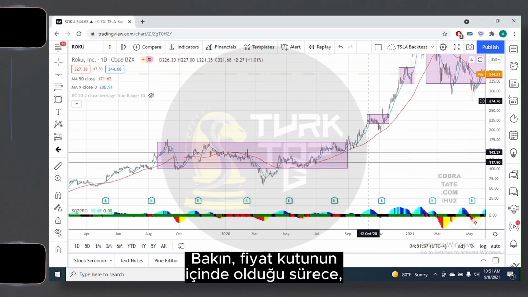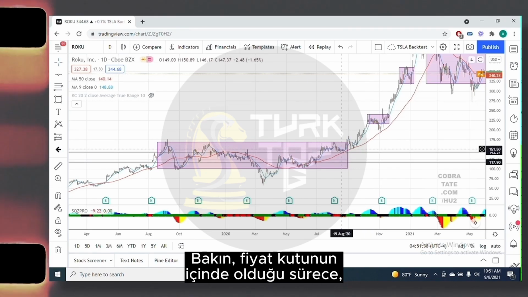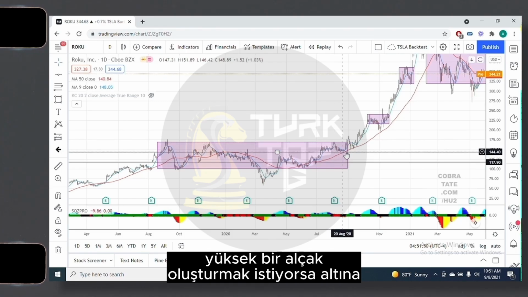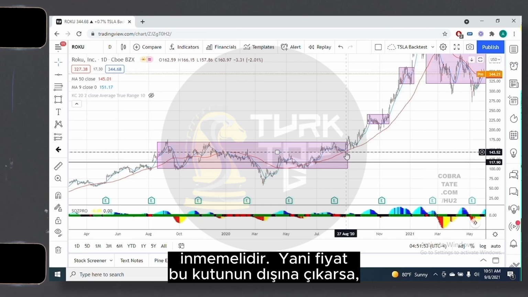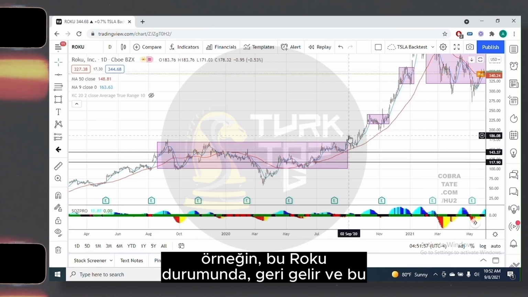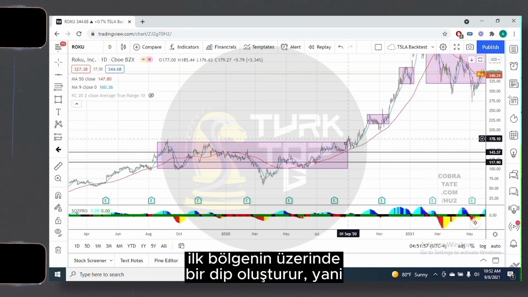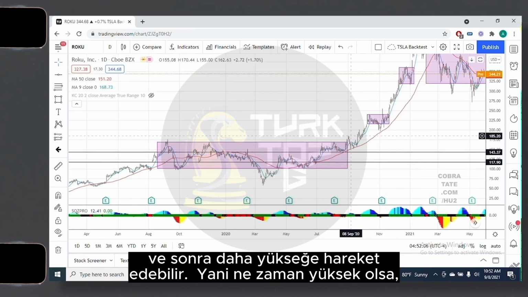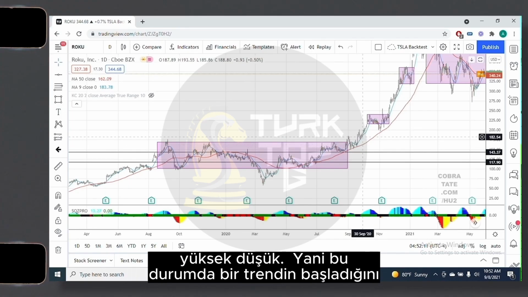You see, as long as the price is inside the box, this first zone is the low, right? Where the price should not go below it if it wants to create a higher low. So if the price breaks out of this box, for example, in this case of Roku, it comes back and creates a low above this first zone, that's a higher low. You see, a higher high, higher low. And then it can move higher. So another higher high, higher low. So you see a trend has already begun in this case.